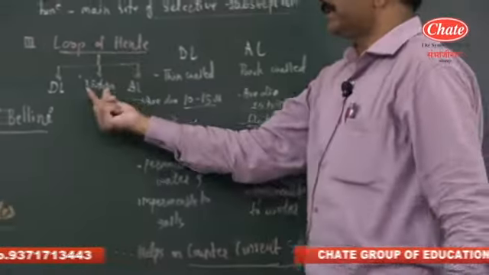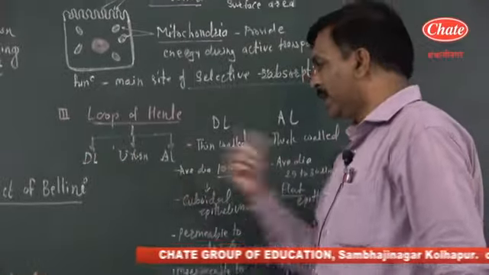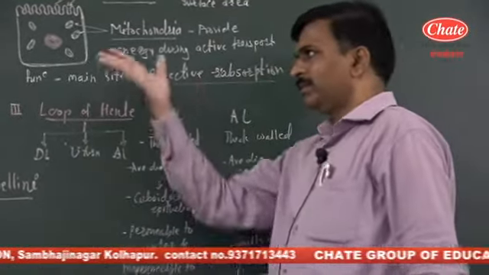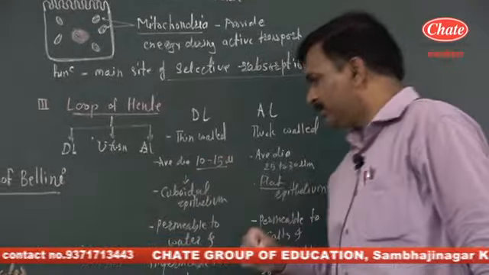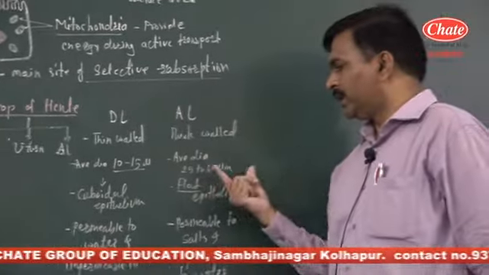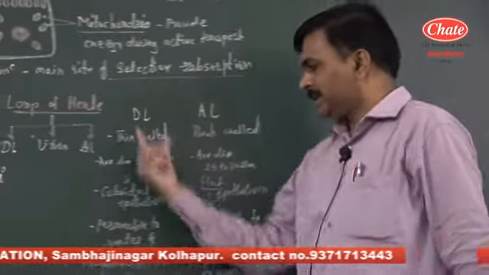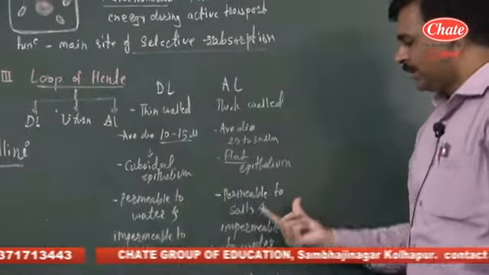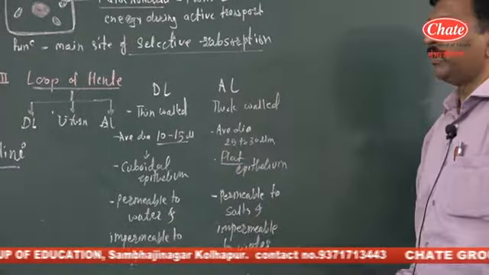But loop of Henle is made up of descending limb, U-turn and ascending limb. Descending limb has the thinnest diameter of the renal tubule, 10 to 15 micrometer, whereas ascending limb has 25 to 30 micrometer. Descending limb is permeable to water, impermeable to salt, while ascending limb is permeable to salt, impermeable to water.